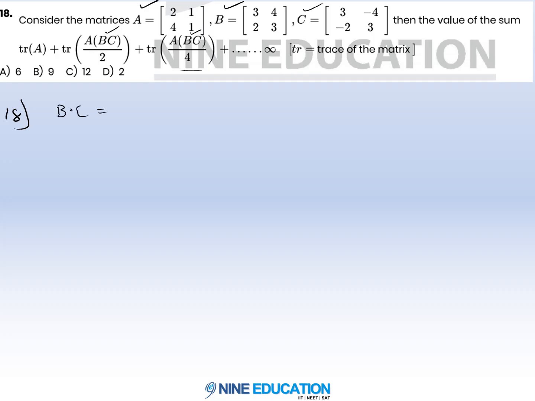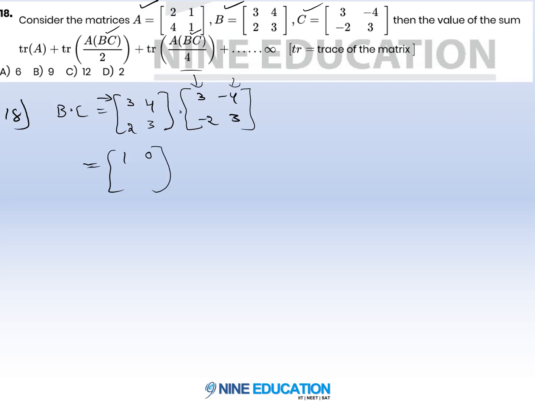So matrix B from the question is 3, 4, 2, 1, 3. And matrix C is 3, minus 4, minus 2 and 3. Let's multiply these two. So you know how to multiply. Row 1 will multiply with column 1. You get it as 9 minus 8, which is 1. Next row 1 with column 2: minus 12 plus 12, which is 0. Next, same thing will repeat with row 2. Row 2 and column 1: 6 minus 6, which is 0. Row 2 with column 2: minus 8 plus 9, which is 1. So we got B into C as identity matrix here.